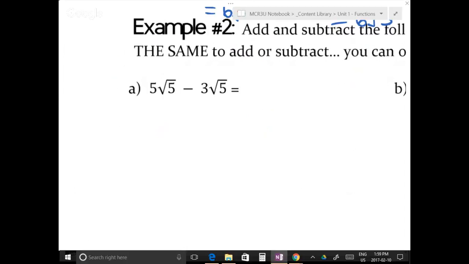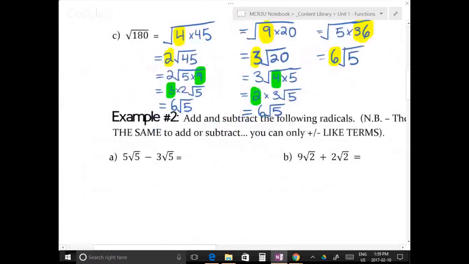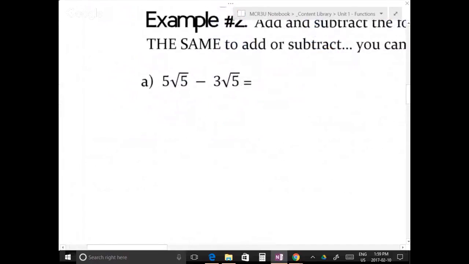Now, we're going to start working with these. Once we simplify them down, we can add or subtract radicals, and we treat it just like any other variable. What do we normally call the number out in front of a variable? Okay, what should we call the number in front of a variable? Coefficient, does that sound familiar? Yeah, so we have the coefficient and the radical.